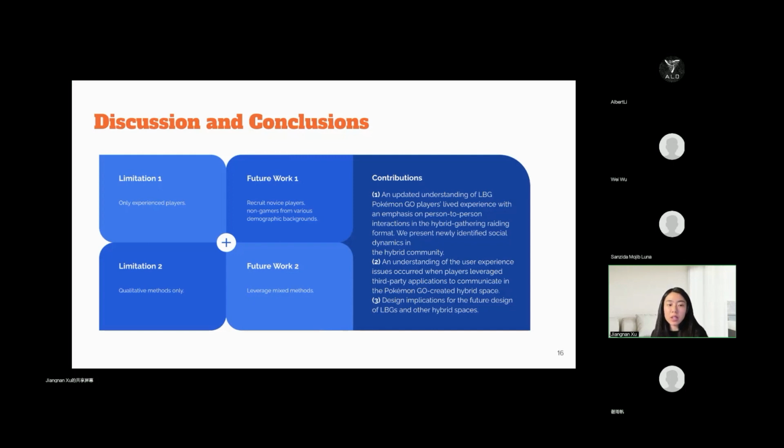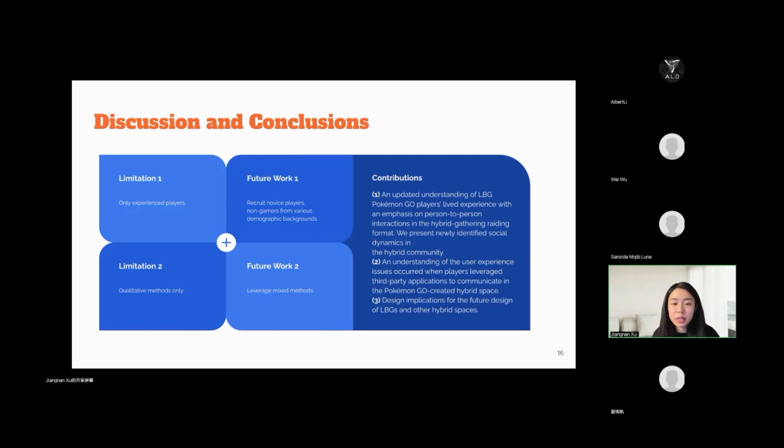And the second limitation is that we only used a qualitative method. The qualitative method helped us understand players' feelings in a very deep way. However, a quantitative method would be helpful to understand and to group users by different personalities, because we mentioned that some of them are socially oriented, and some are very goal-oriented or challenge-oriented.